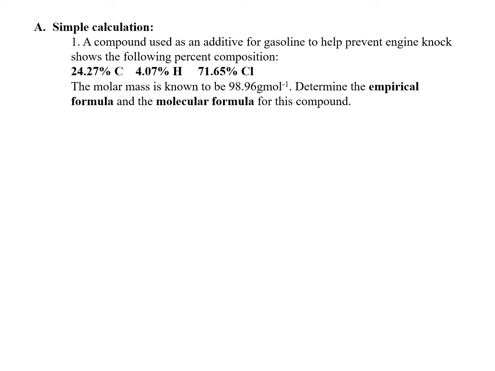The question gives 24.27% carbon, 4.07% hydrogen, and 7.65% chlorine. And the question gives you the molar mass and asks about empirical formula and molecular formula. This is a simple calculation because the question already gives the percent of the carbon, hydrogen, and chlorine.